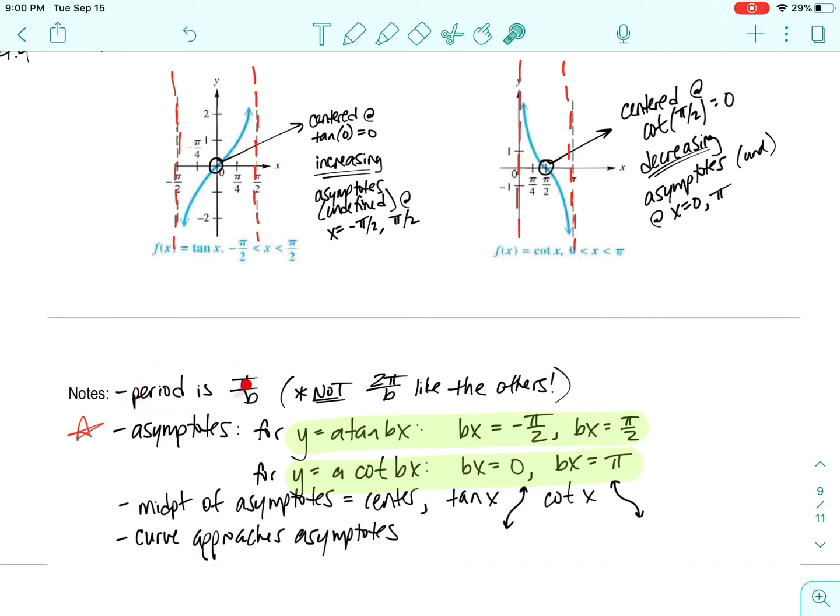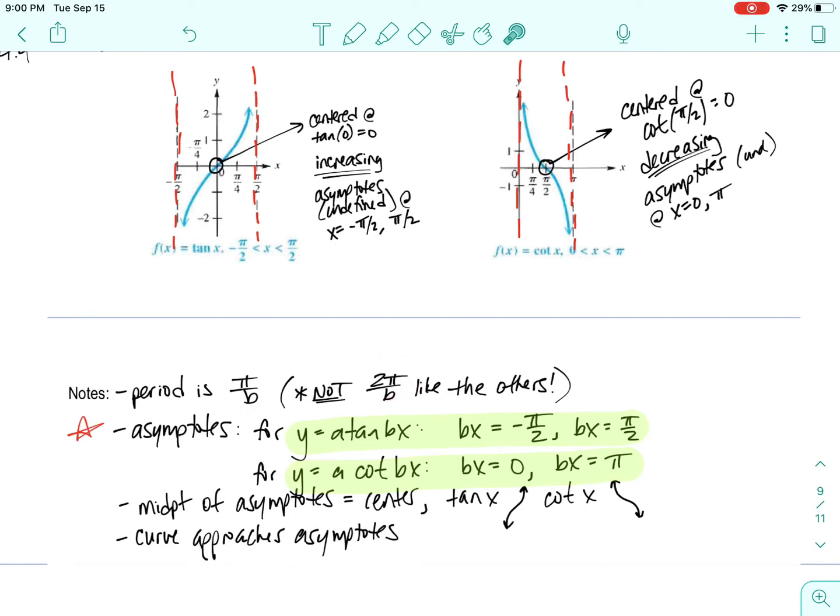Very first thing, something very important, the period is different. The period for tangent and cotangent is pi over b. This is the formula. That's a really important difference. It is not 2 pi over b like all the other ones that we've done. I told you tangent and cotangent graphs are different. The shapes are different. They have weird asymptote things, and also the period is different.